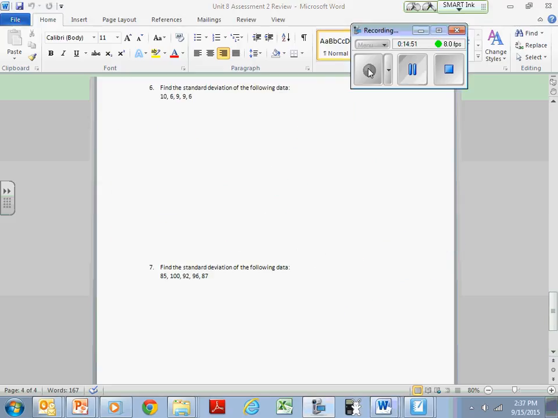Let's see how fast we can do this. Step 1: find the mean. Does someone have a calculator out there? Tell me what these 5 numbers add up to, and divide by 5. 40. Sweet. There are 5 numbers, which is why we divide by 5. The mean is 8, sometimes indicated by x bar.